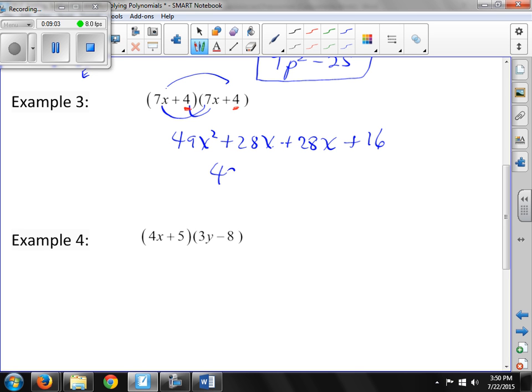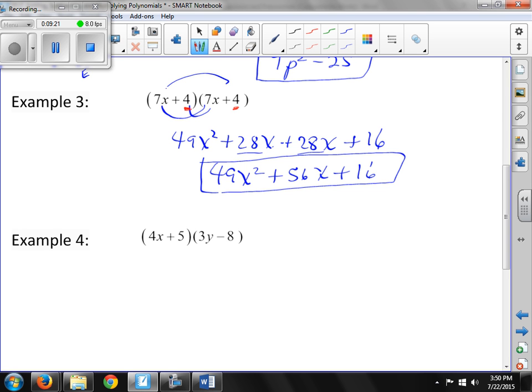So we have 49x squared. When I add the 28x and the 28x, I get plus 56x plus 16. And that is another special case. We won't do all special cases. Let's go on to example 4.